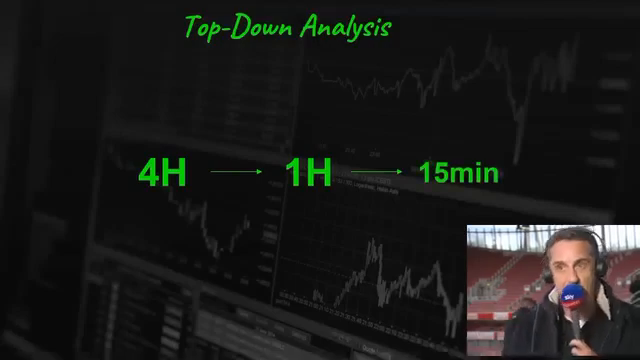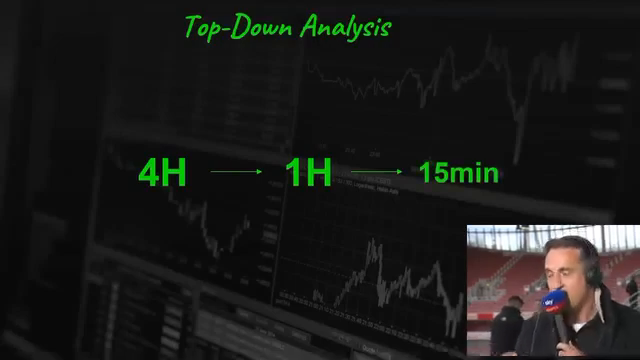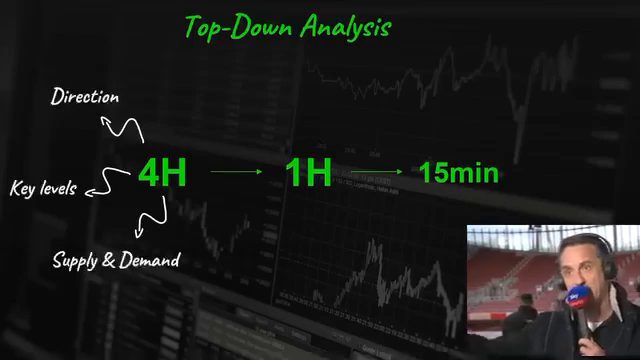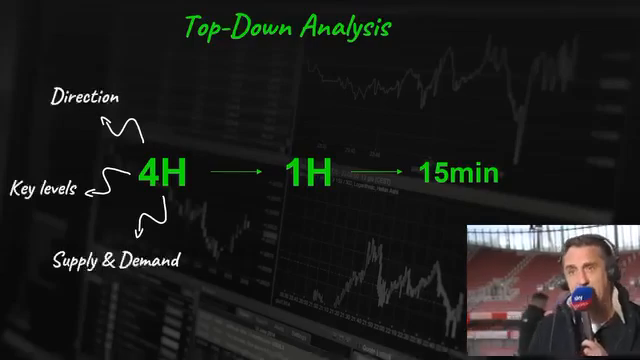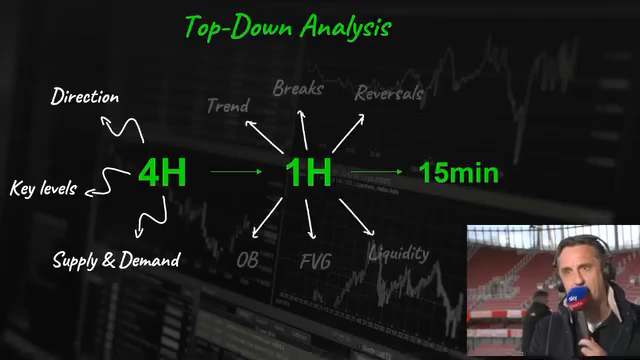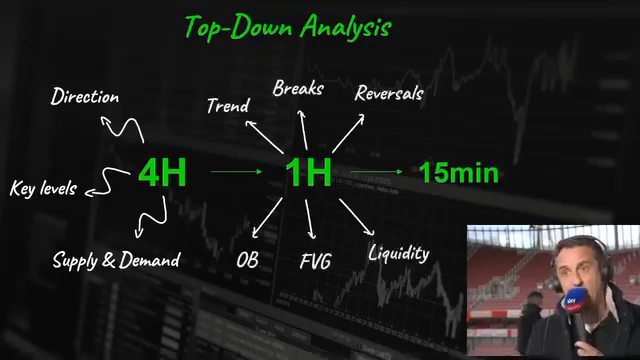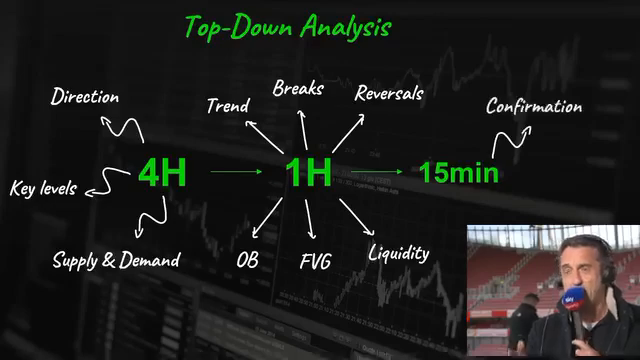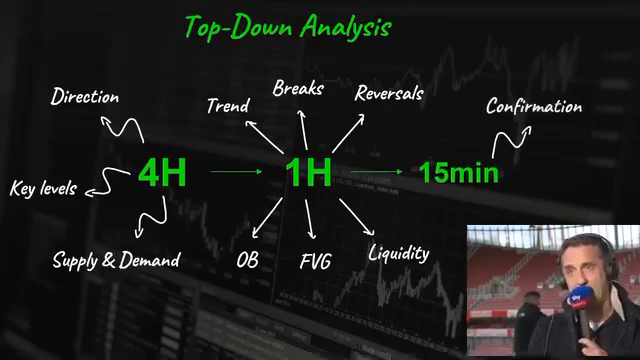Starting with the 4-hour chart, we apply the concepts of market structure to the chart to find the market direction, key levels, and supply and demand areas. Following, we zoom into 1 hour, which is our major analysis time frame. On the 1-hour chart, we identify the trend, breaks, reversals, fair value gaps, liquidity areas, order blocks, and trading opportunities. Furthermore, we zoom into 15 minutes to find confirmations in the lower time frames and execute orders.